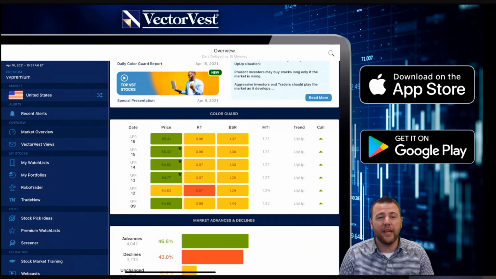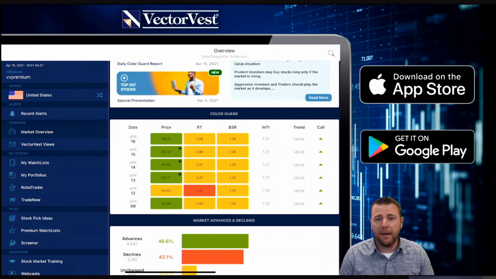Then after that, we get the BSR, the buy to sell ratio. So if you're not familiar, VectorVest gives a buy, hold, and sell rating on every single stock that we track every single day. We use a systematic approach to come up with those ratings. We don't just have a group of guys pumping numbers and using their calculators to figure out what stock they like today or what stock they don't like today. We take a systematic approach to analyzing stocks and giving those buy, hold, and sell ratings.